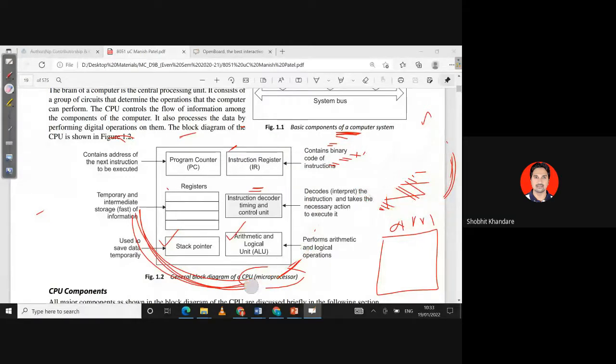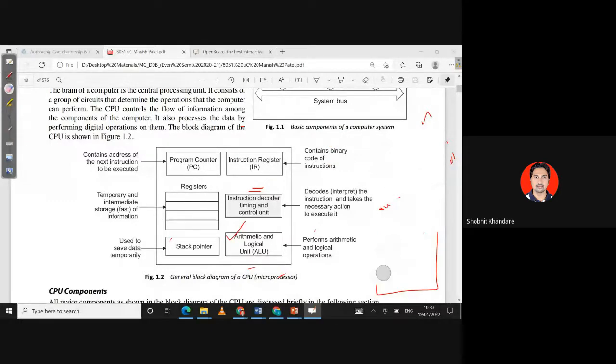Now register is simple. What is the definition given to the register? Temporary and intermediate storage of information. वहां पे fast लिखा है, fast is important. Now let me give the same example.